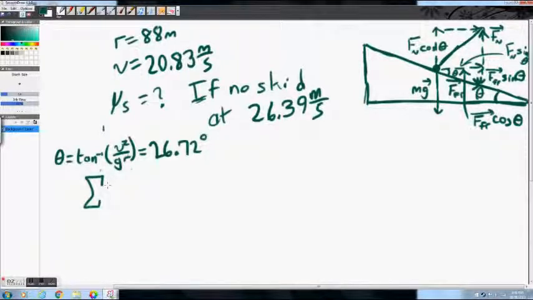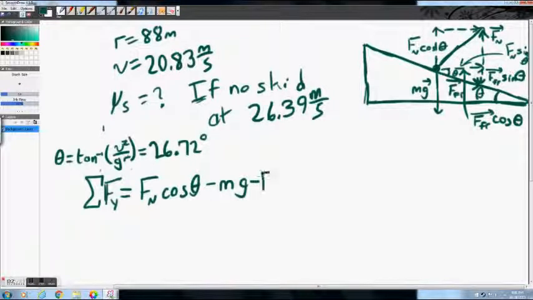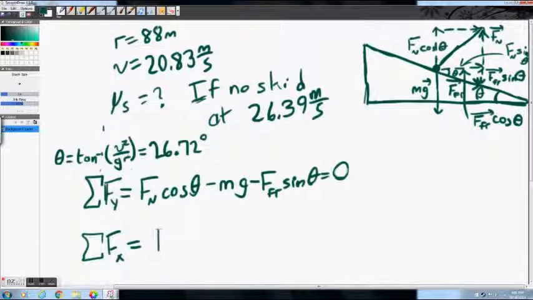So, let's see, the radius of a curve is 88 meters. If a curve with that radius is perfectly banked for a car traveling at 75 kilometers per hour, let's go ahead and change that to meters per second by dividing by 3.6 to give us 20.83 meters per second. What must be the coefficient of static friction for there to be no skid at, let's divide 95 by 3.6, 26.39 meters per second?